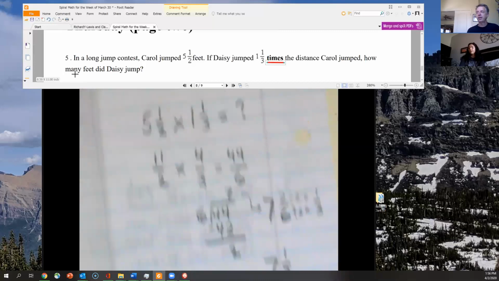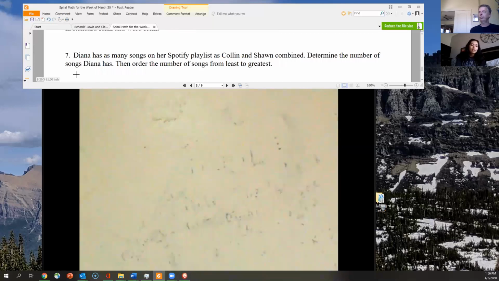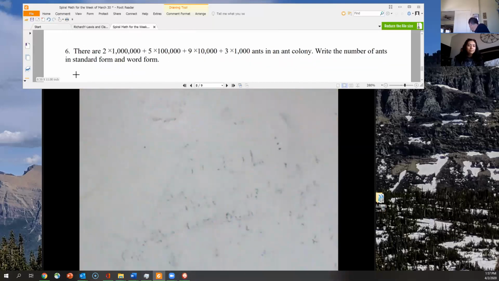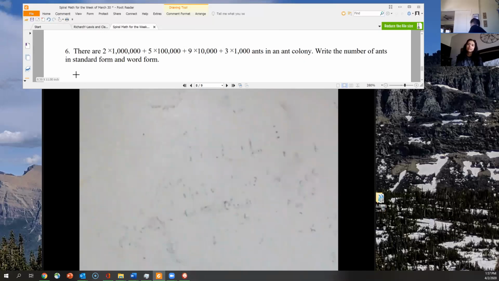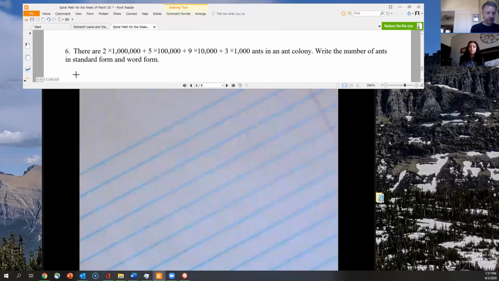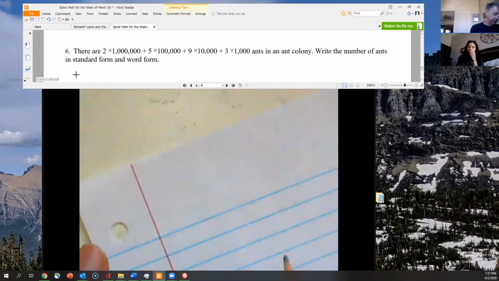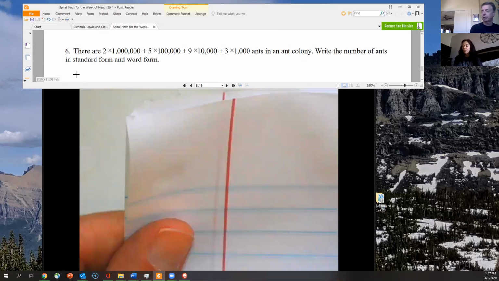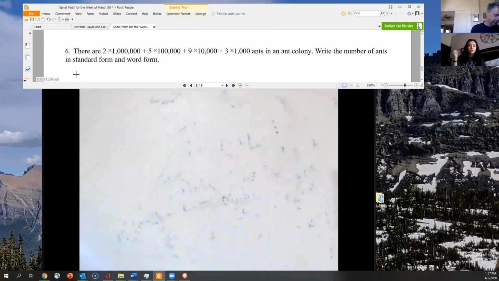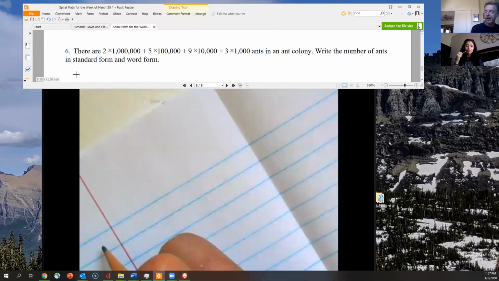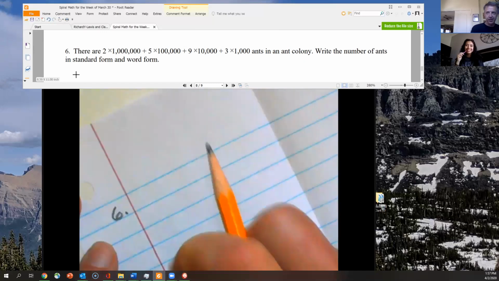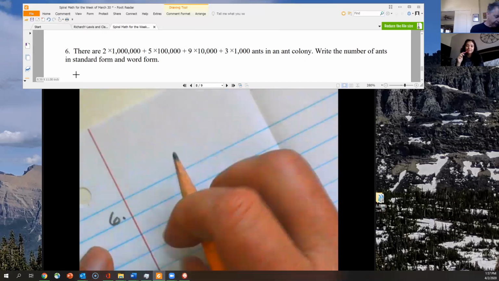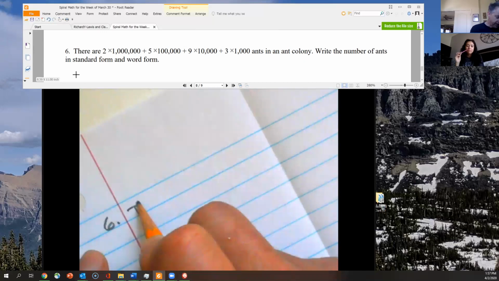Alrighty, so number 6 says there are 2 times 1,000,000 plus 5 times 100,000 plus 9 times 10,000 plus 3 times 1,000 ants in an ant colony. Write the number of ants in standard form and word form. So for my standard form, let me go ahead and catch up with you here. I've just got a new piece of paper because I didn't want to squish. So I'm going to label this one first. So I'll put the number in standard form.